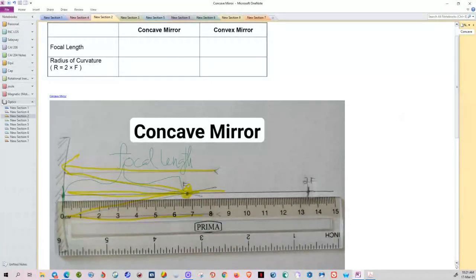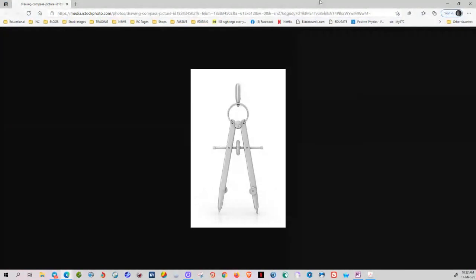Now, what do we do in physics lab once we have the focal point? We take what we call a drawing compass. You know what a drawing compass is? It's used to make circles, okay? I have a picture. If you want to see a picture of a drawing compass, this one here.